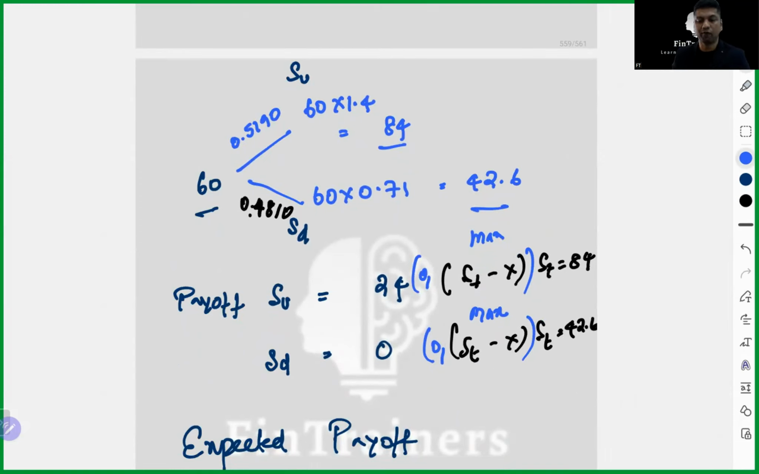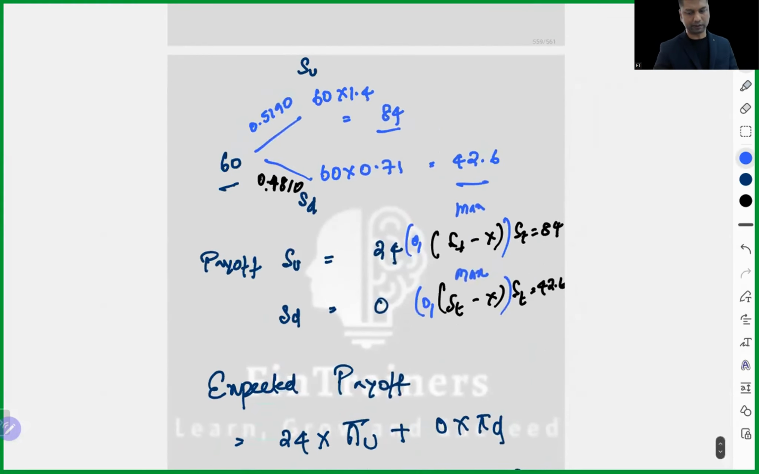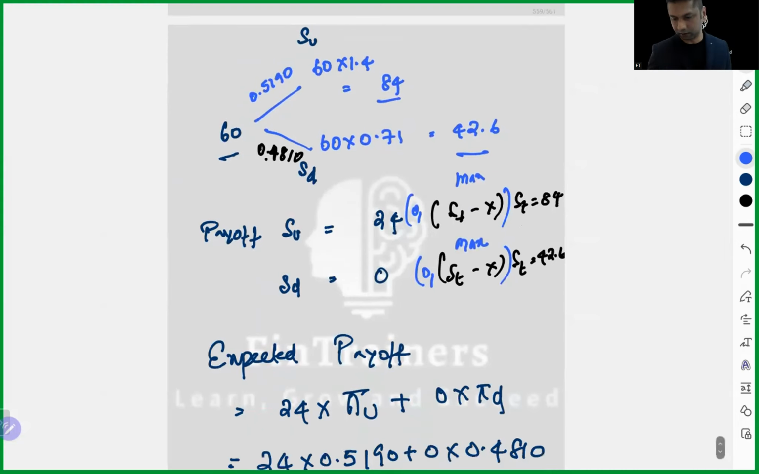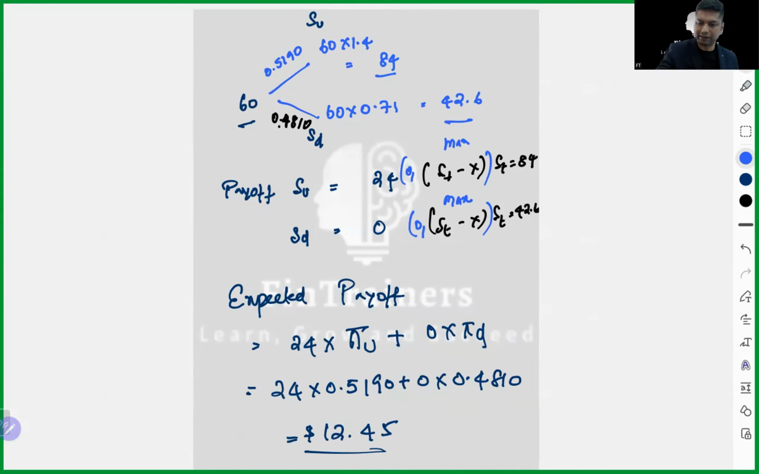So what is the expected payoff? Now you apply the probability on the payoff to calculate the expected payoff. Your 0.519 into 24 and 0.481 into 0. On the downside, it's just 0, so just the upside you have to calculate. What is your expected payoff now? 24 into the probability on the up move plus 0 into the probability on the down move. How much? 12.45. Very nice. So is the option value 12.45?